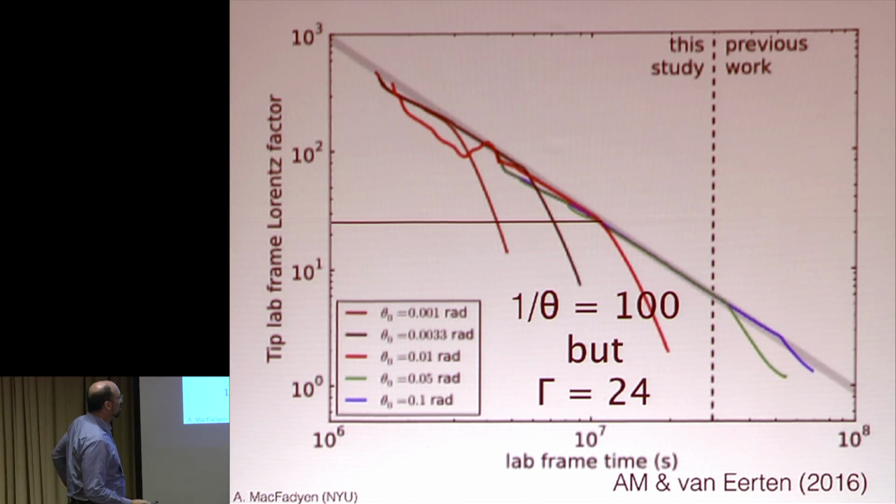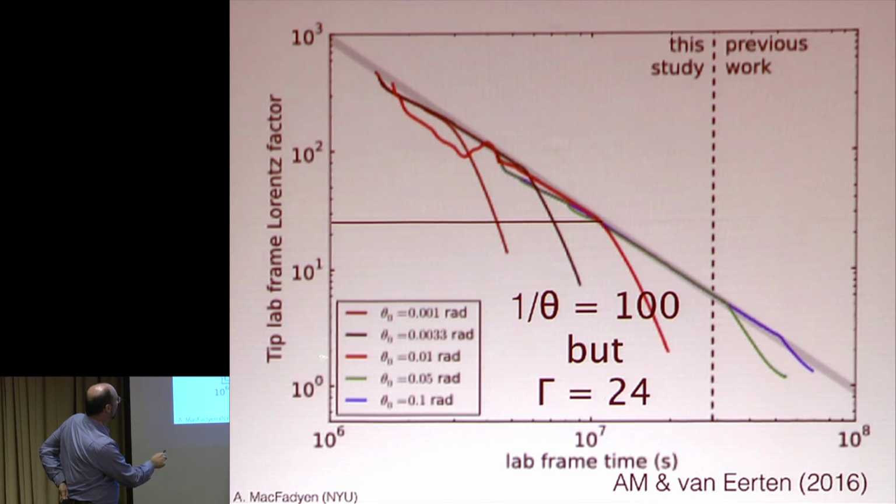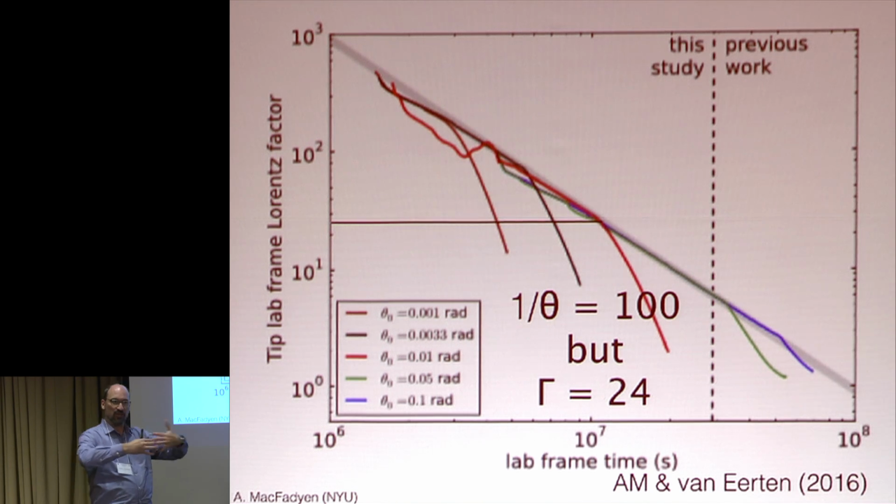The really important thing to notice is that when they transition away from Blandford-McKee, it happens at a Lorentz factor of about 2 or so. So it's no longer in this ultra-relativistic phase, it's in a trans-relativistic phase, and that's why you get a different spreading.